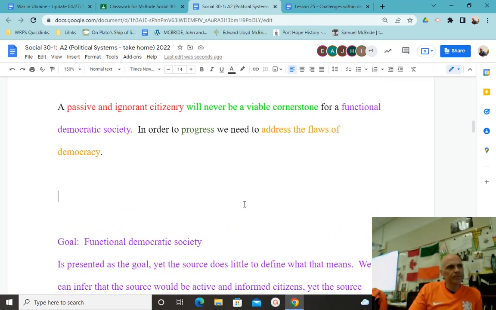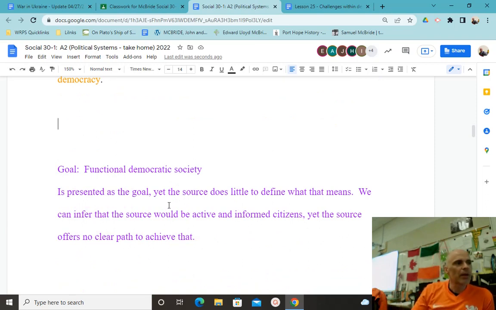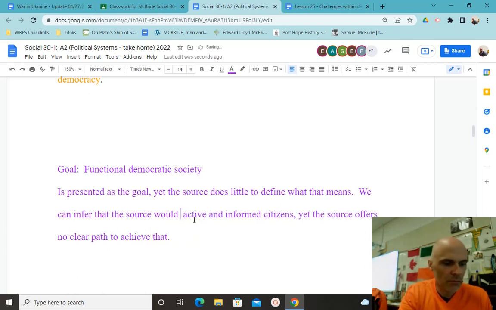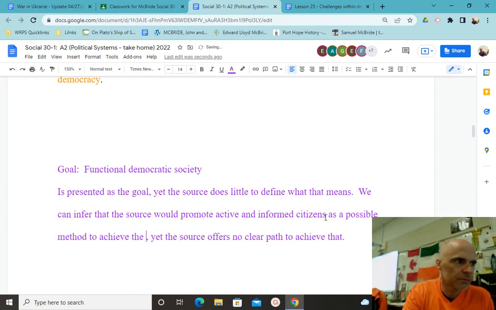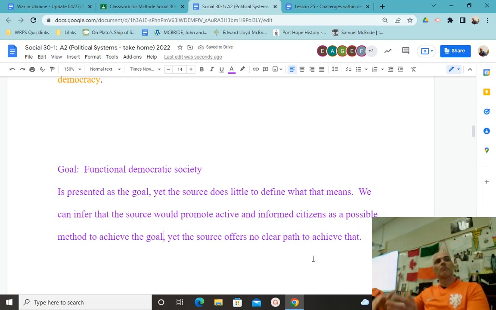So I take that term, that phrase, and somewhere in my analysis early on, I might break this down. That the phrase functional democratic society is presented as, you know, maybe an implicit goal. Yet the source does little to define what that means. We can infer that the source would be in favor of or would promote active and informed citizens as a possible method to achieve that goal. Yet the source offers no clear path to achieve active and informed citizens, right?